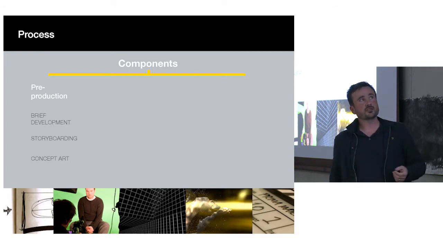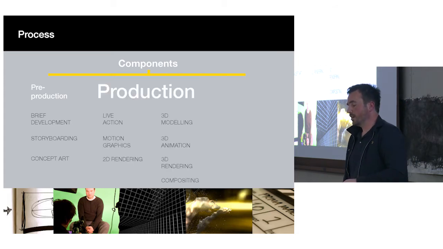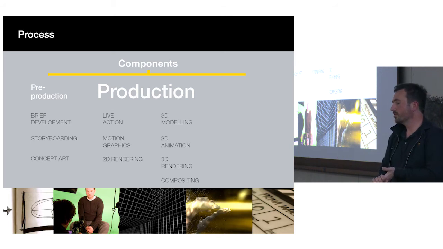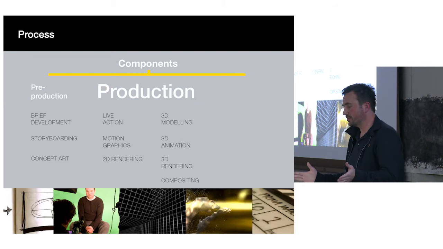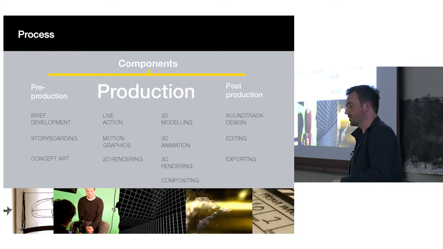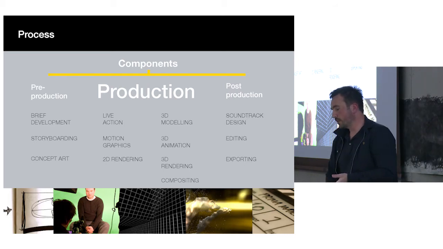Within the pre-production, we have the development, storyboarding, the concept art. It's where the ideas start kind of churning around. We then go into production, which can involve live action, modeling, motion graphics. That's the animation side. What I'm hoping to do here is try and illustrate the number of processes that will be going into the films that you'll potentially be making. And then in post, you've got the editing, the exporting, the soundtrack design.